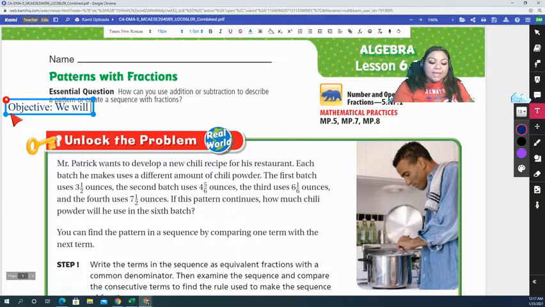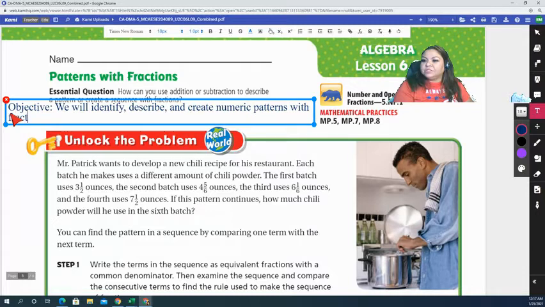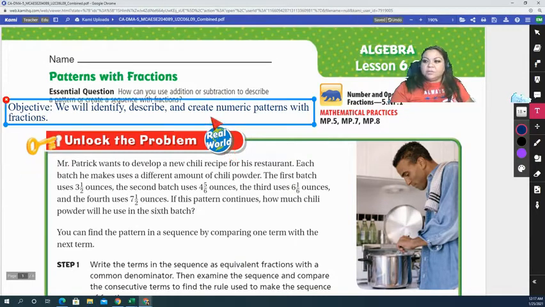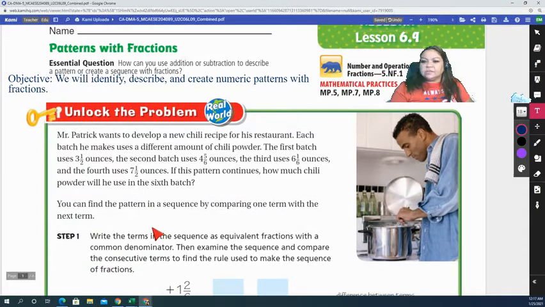we will identify, describe, and create numeric patterns with fractions. Okay, we will identify, describe, and create numeric patterns with fractions. So we're going to be looking at fractions again, but now we're looking for patterns. Very important skill to have in life.